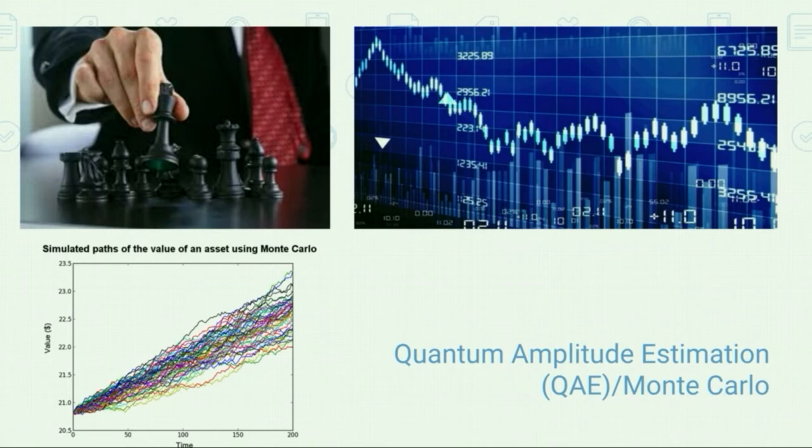Another big thing is quantum amplitude estimation, or QAE, and Monte Carlo simulations. Monte Carlo simulations are used to model the probability of different outcomes in a process that is hard to predict due to the intervention of random variables. In finance, it can be used to simulate uncertainties affecting things like stocks, portfolios, or options. Thus, Monte Carlo is very useful for things like portfolio evaluation, personal finance planning, risk evaluation, and derivatives pricing.